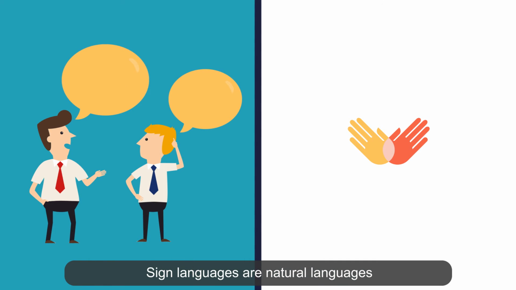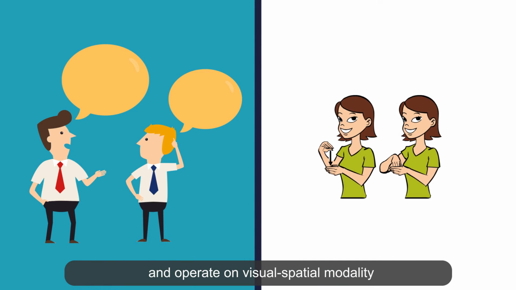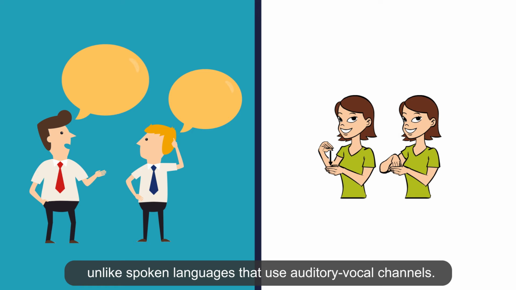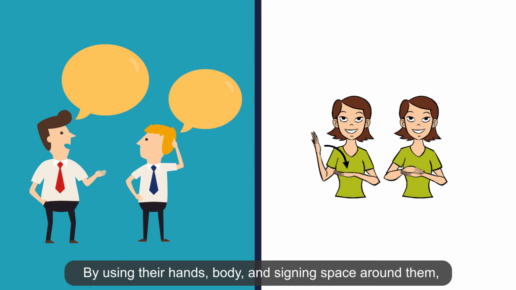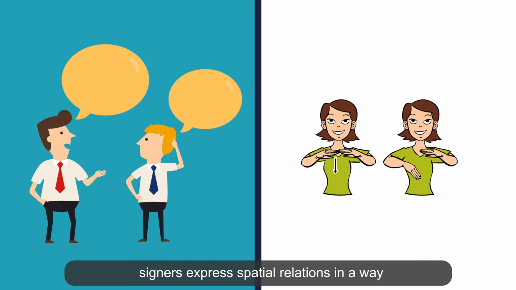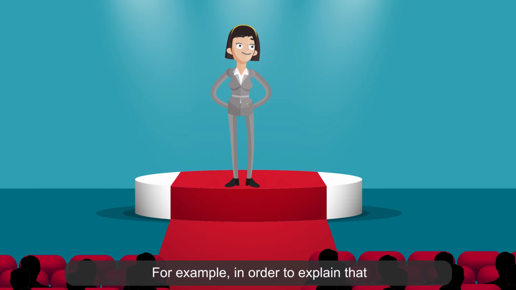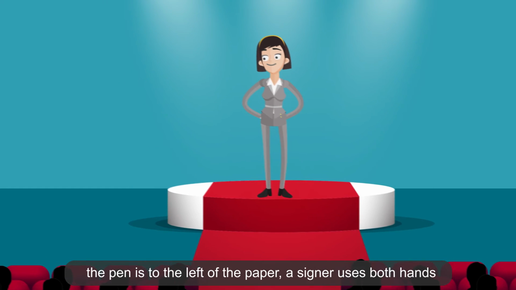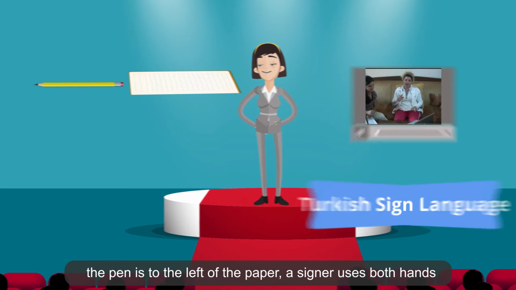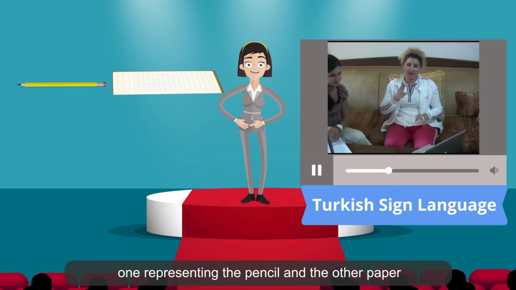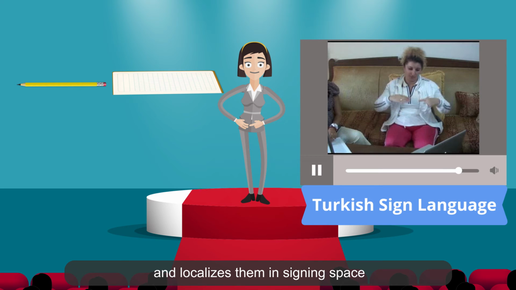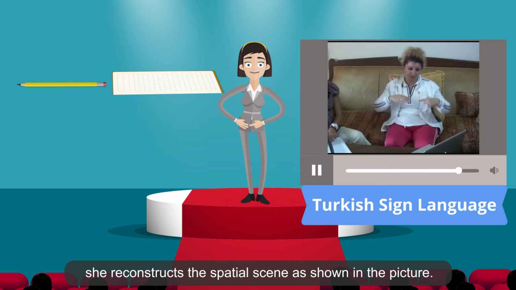Sign languages are natural languages and operate on visual spatial modality, unlike spoken languages that use auditory vocal channels. By using their hands, body, and signing space around them, signers express spatial relations in a way that resembles the real spatial configuration. For example, in order to explain that the pen is to the left of the paper, a signer uses both hands, one representing the pencil and the other the paper, and localizes them in signing space. In this linguistic representation, she reconstructs the spatial scene as shown in the picture.